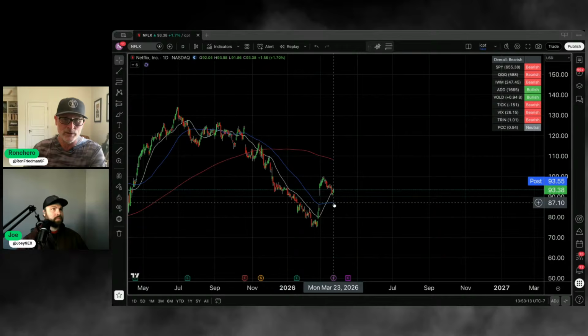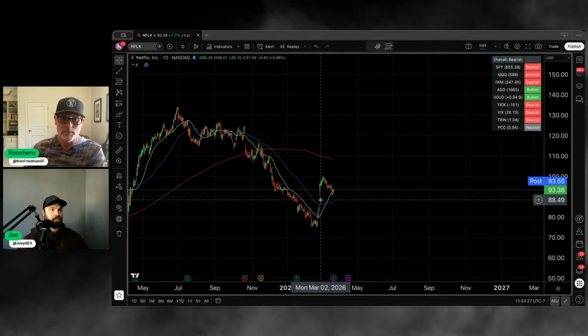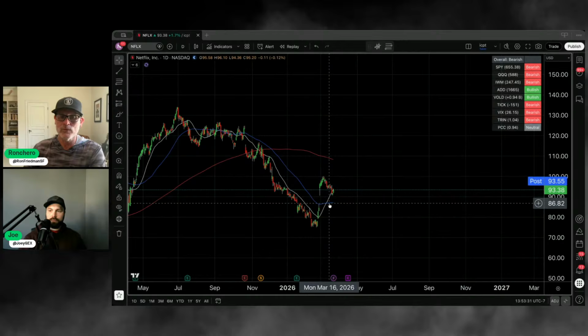So Netflix, shorter term, if you like it here, you take a shot at it. You've got a supportive 50-day moving average. What I don't like about it is you've got a gap right here, and this gap hasn't been filled yet. So the rule about gaps, and it's a guideline, it's not a rule: 80% of the time gaps fill, 20% of the time they don't. 80% of the time when a gap fills, it reverses direction. 20% of the time it does not.